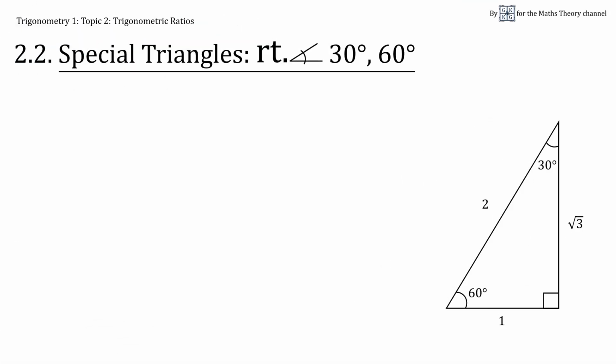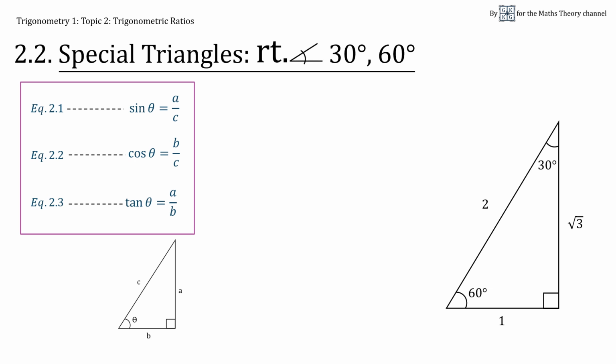Now let's analyze this triangle and find the trigonometric ratios of the triangle. We know from equations 2.1, 2.2, and 2.3 the definitions of sine, cos, and tangent theta. The sine of 30 degrees is opposite over hypotenuse, or a over c. In this case, it is 1 over 2, or half. The cos of 60 degrees, if you notice, being adjacent over hypotenuse, is also half. So both sine 30 degrees as well as cos 60 degrees give half.